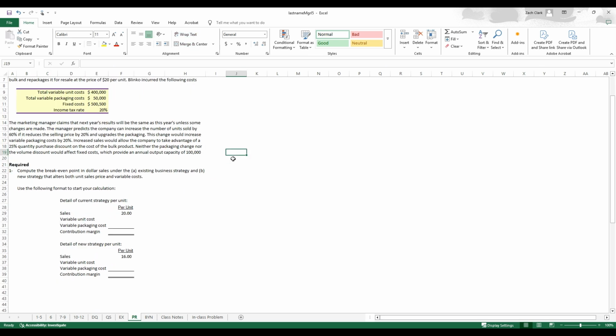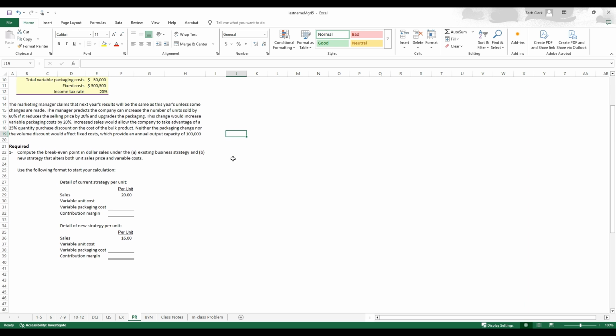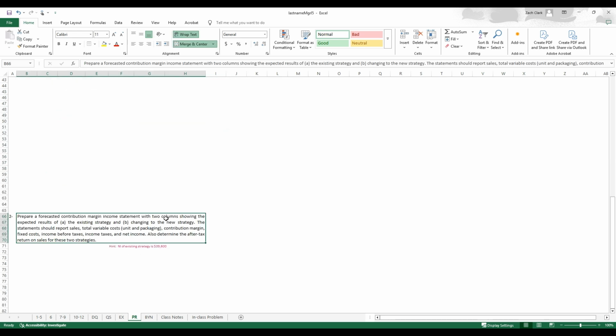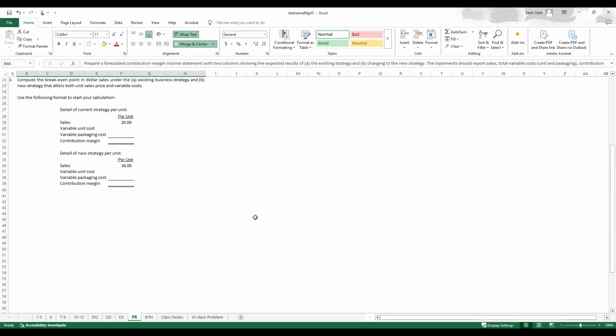Okay, so we want to compute the break-even point in dollar sales under the existing business strategy and the new strategy that alters both unit sales and variable costs. And then two, we want to prepare a forecasted contribution margin, two columns showing the expected results of the strategies. And we want to include sales, variable costs, contribution margin, fixed costs, income before taxes, and then net income. And then determine the after-tax return on sales. So a lot to do here in this problem.